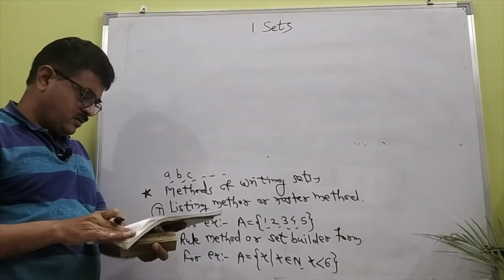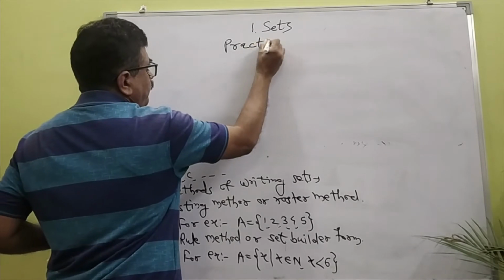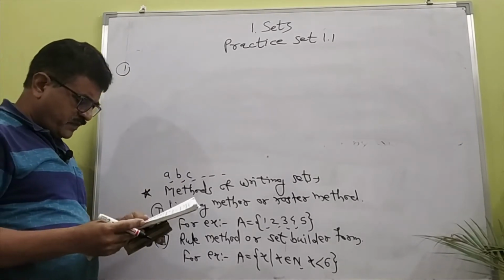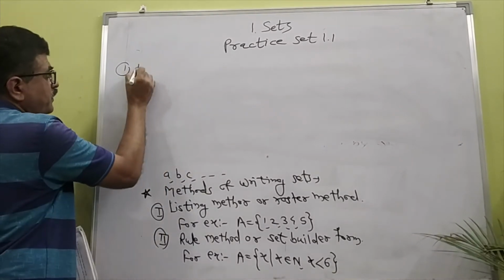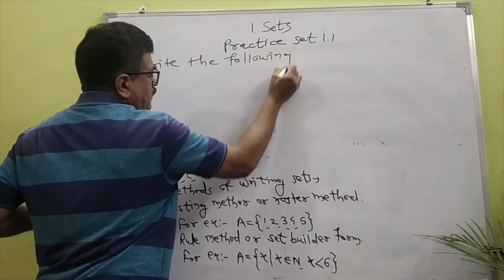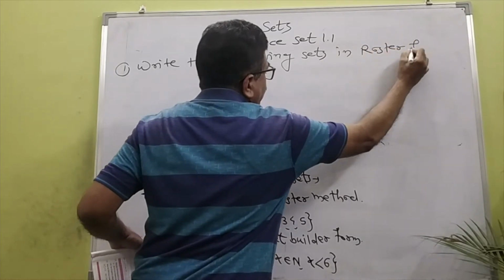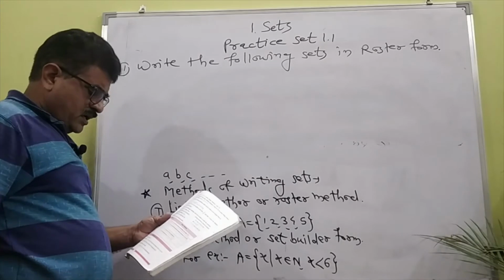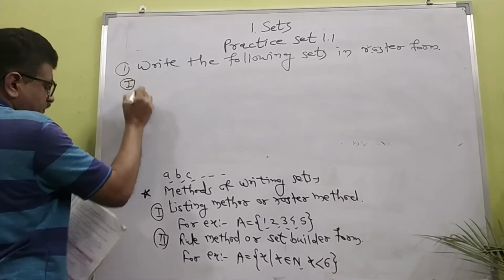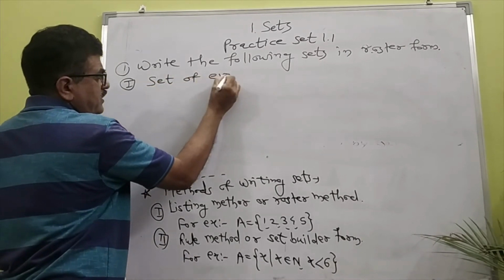Now write down practice set 1.1. Now first example, write the following sets in roster form. First, set of even natural numbers.